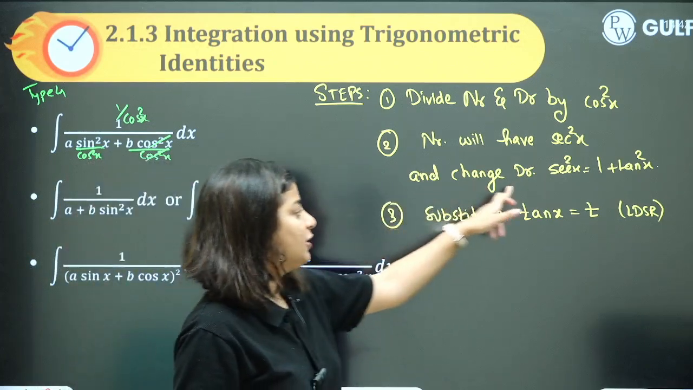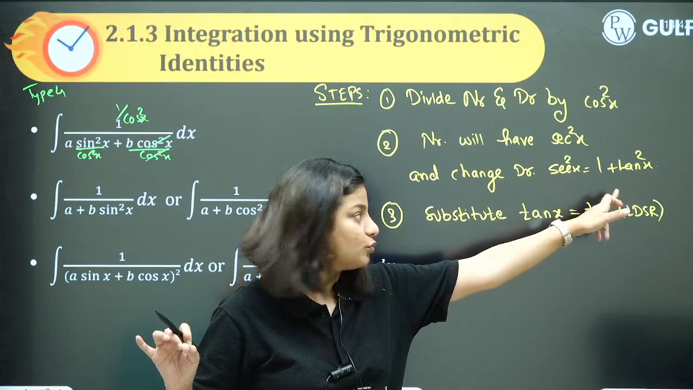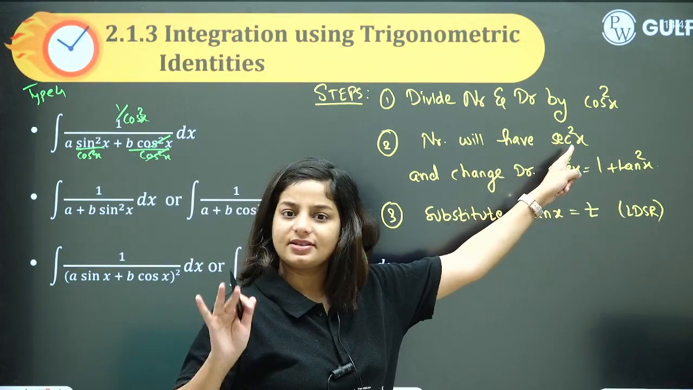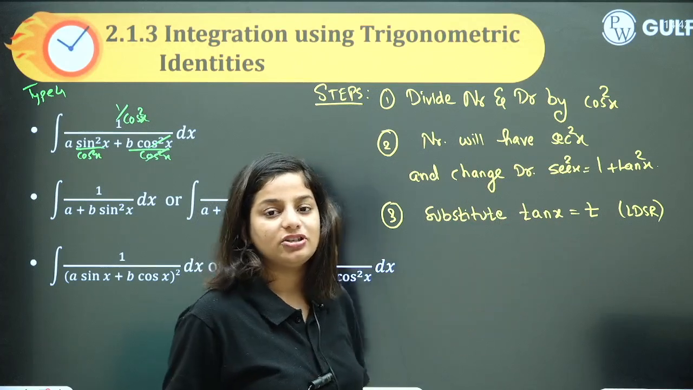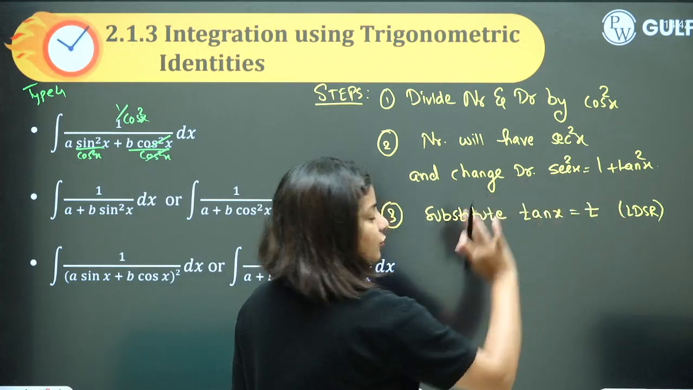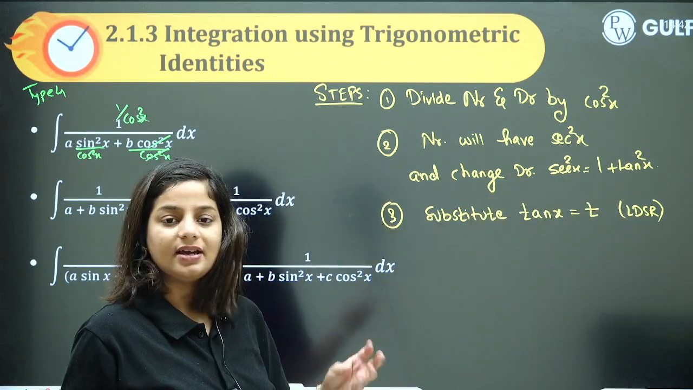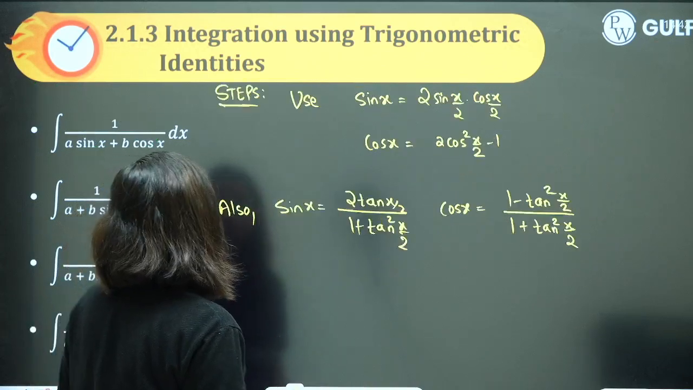So if you have any denominator sec square x, only the denominator sec square x should be changed to 1 plus tan square. Numerator sec square x as it is. And now all you have to do is substitute tan x equal to t. Question will be solved. Substitute tan x equal to t, then differentiate and substitute. Question will be simplified very much.